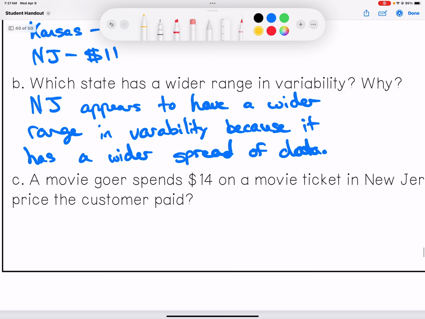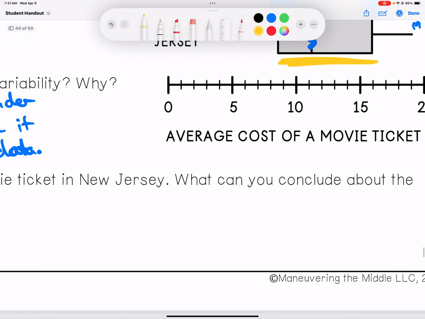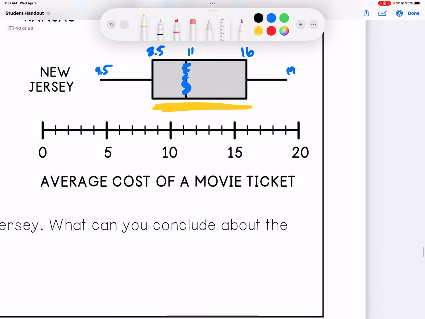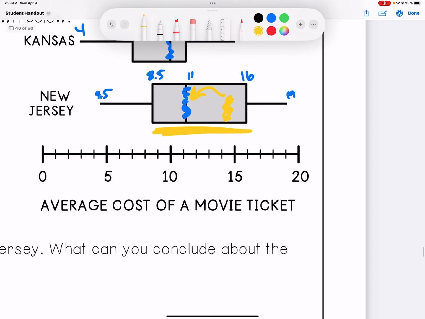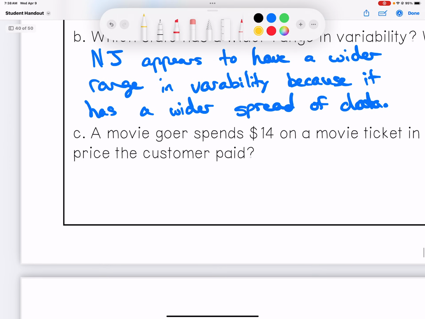All right, C. A moviegoer spends $14 on a movie ticket in New Jersey. What can you conclude about the price the customer paid? Okay, he spent $14, which is right here. He spent more than the median cost for a ticket. He spent $3 more. So if he went somewhere else, he might have paid cheaper.